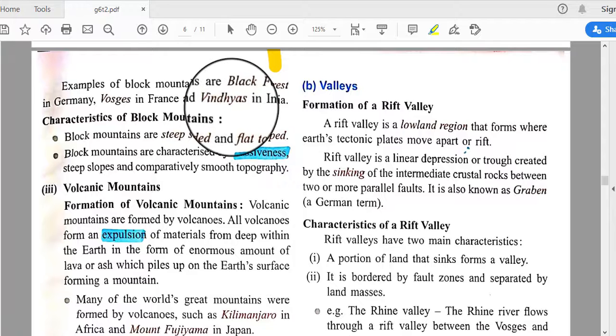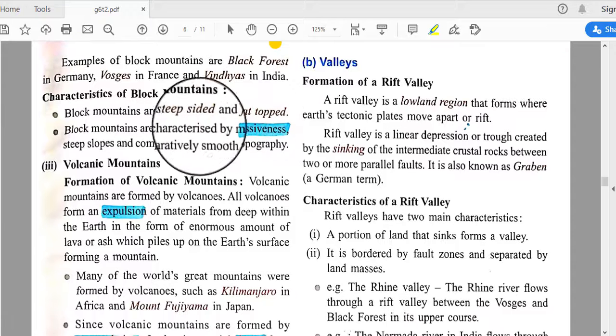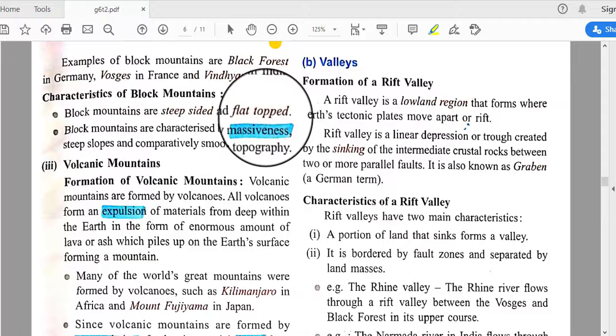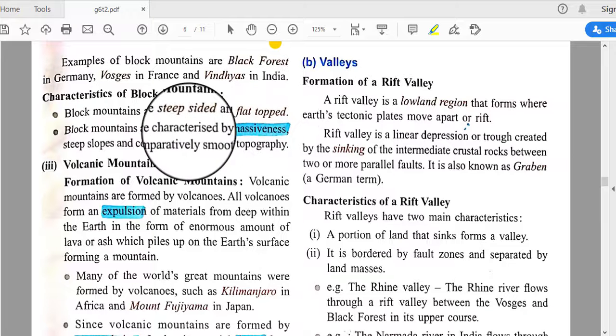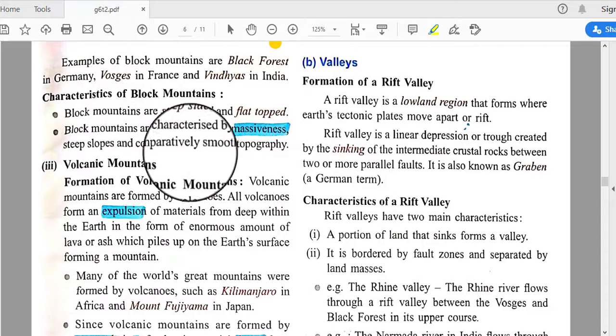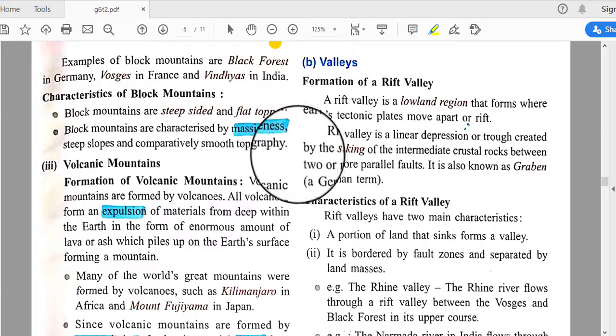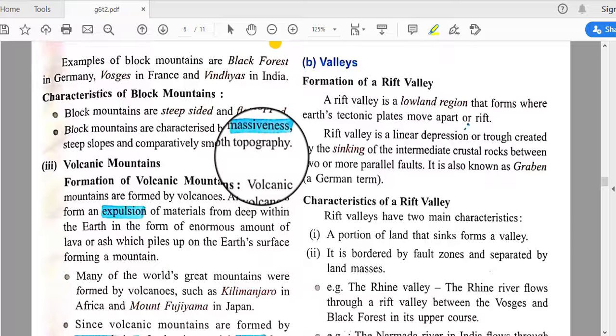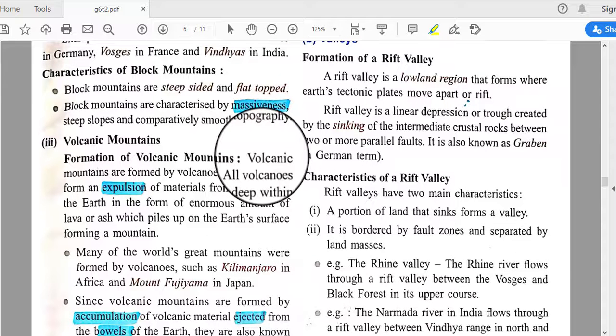And the characteristics of block mountains. So what are the characteristics? Block mountains are steep sided and flat topped. So the sides are steep in nature. Block mountains are characterized by massiveness, steep slopes, and comparatively smooth topography. Compared to other topography, these are very smooth in nature.